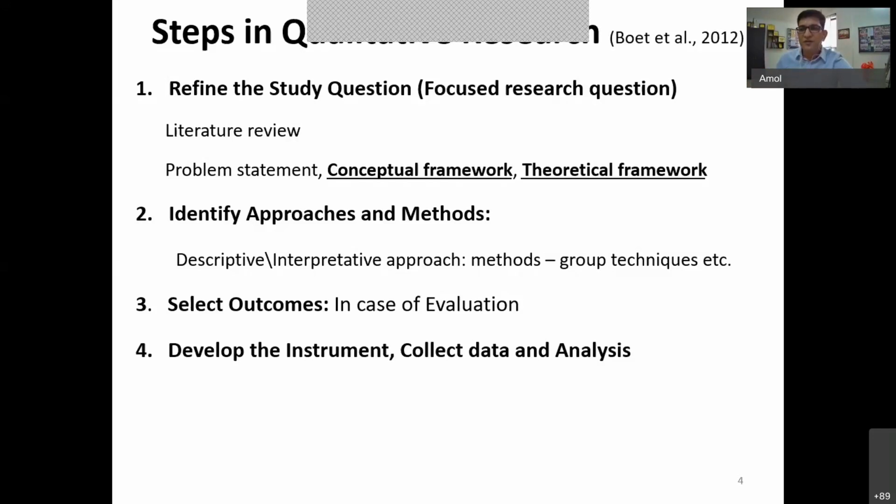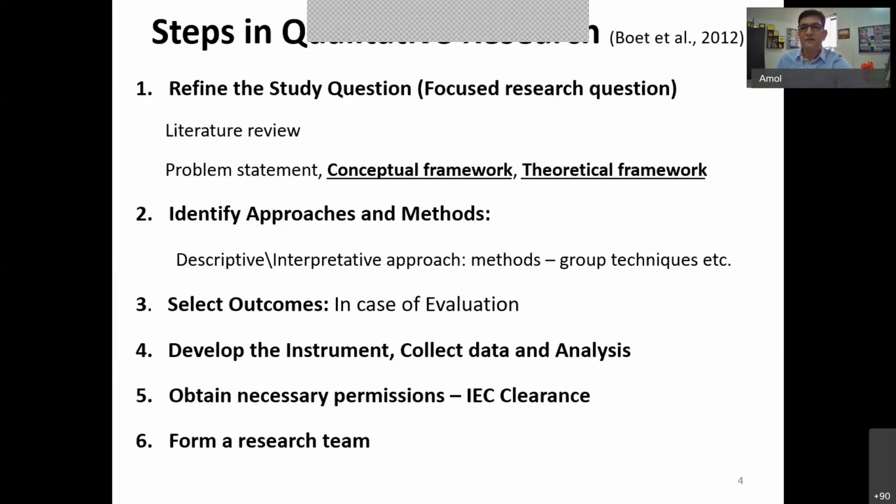Once we are thorough with all this process, they look very simple and straightforward, but they are conceptually a little difficult because there is a risk that we may miss the point when we are making decisions on our designs or assumptions. Then we make a choice about the instrument, what kind of data collection and analysis would be appropriate for the research question and the methods that I have chosen. Everything has to be in alignment. And of course, all of you are familiar that we need an IEC clearance, so we put in the proposal, get the clearance, and form the research team. More or less, these steps are the same for most of the research that we do.